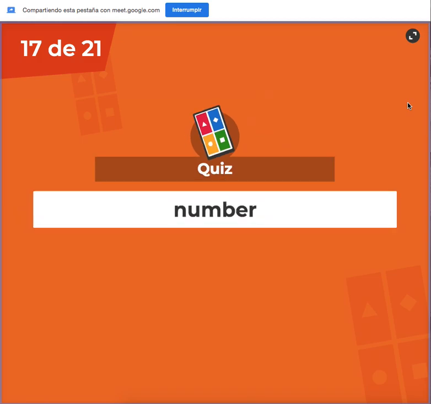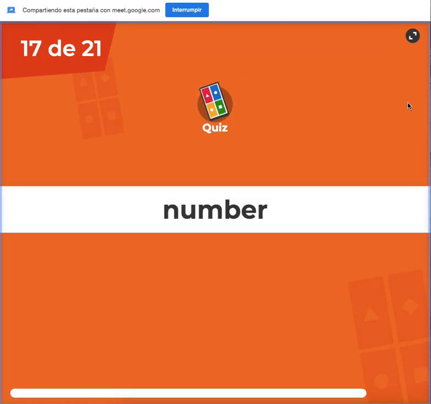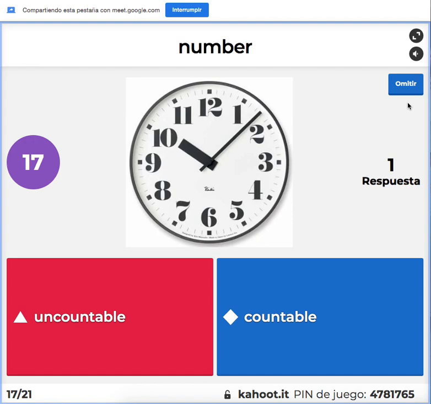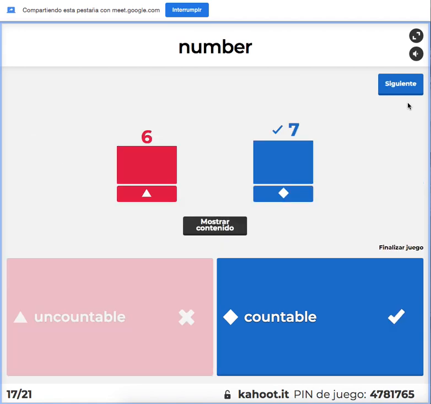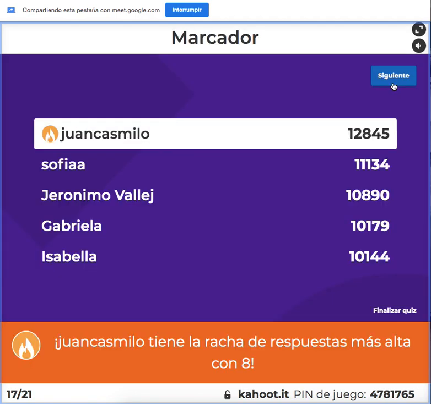Let's continue. Almost finished. Number, what do you think? Number, countable or uncountable? Actually, it is countable, guys. From all of the things that we have, numbers are super countable. Because you are going to know that something is countable when you can use numbers with it. So, numbers, countable. Number, numbers. You have a plural form. Tienen forma plural. So, let's continue.